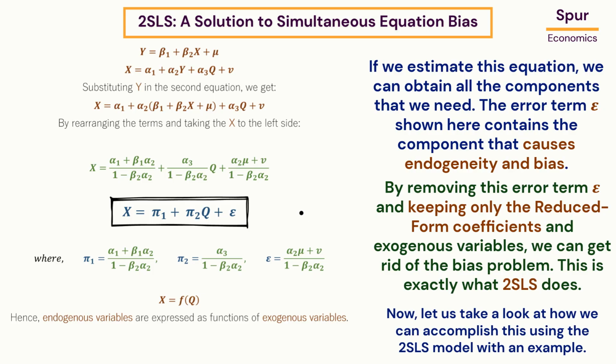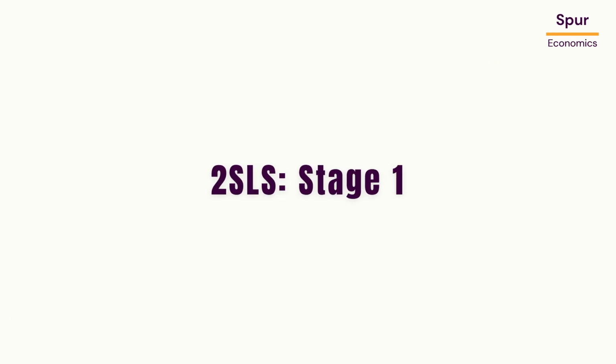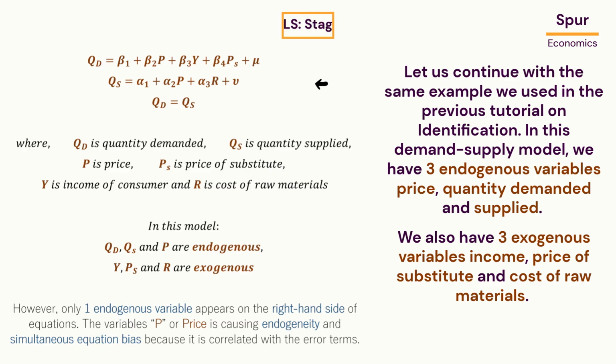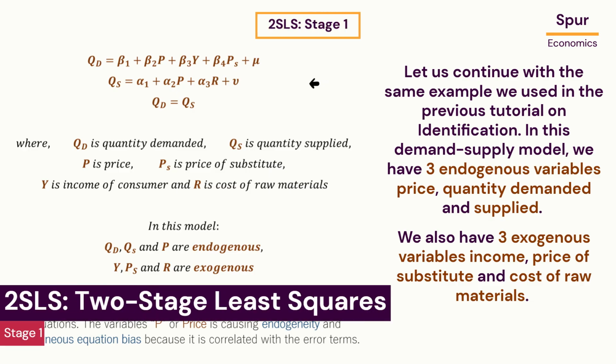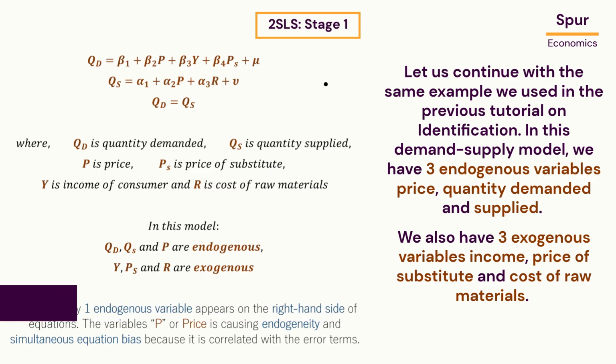Now, let us take a look at how we can accomplish this using the 2SLS model with an example. Let us continue with the same example we used in the previous tutorial on identification. In this demand-supply model, we have three endogenous variables: price, quantity demanded, and supplied. We also have three exogenous variables: income, price of substitute, and cost of raw materials.